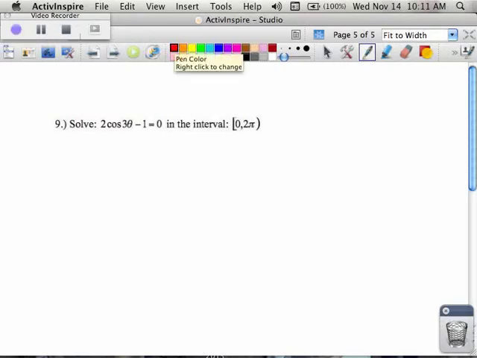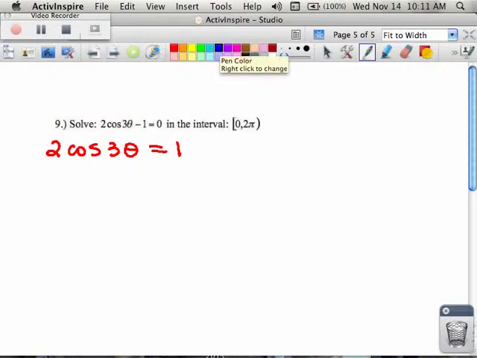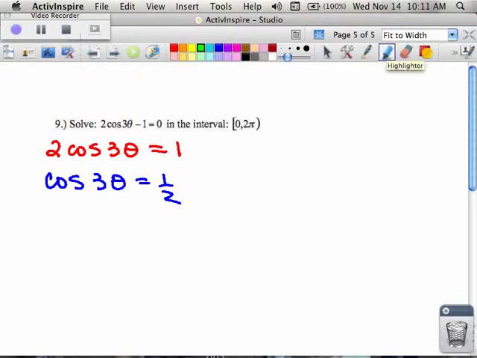First thing I'm going to do is move the 1 over. I see 2 cosine 3 theta equals 1. I divide both sides by the 2, and I get the cosine of 3 theta equals a half. And then I pause. And I think to myself, hey, the thing that's different about this is I have this 3 theta thing. And that 3 theta thing tells me that I don't have the normal 2 pi period.